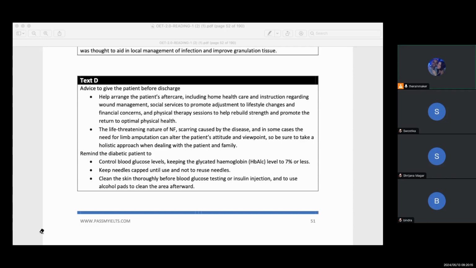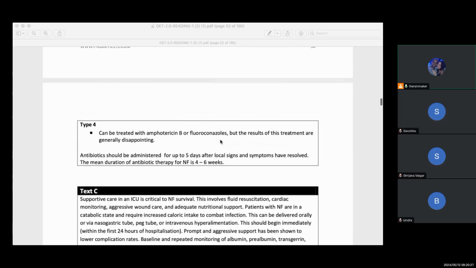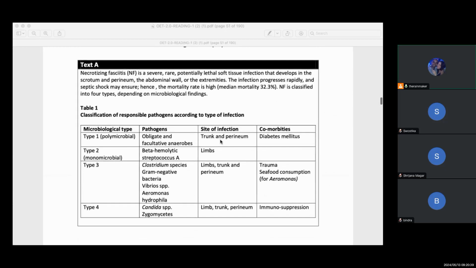All right, so 1 minute already. You must be noticing that A, B, C, and D, all these 4 texts are talking about the same topic, necrotizing fasciitis, but they're talking about the different aspects of the same topic. So check. When you remember this, what is it?